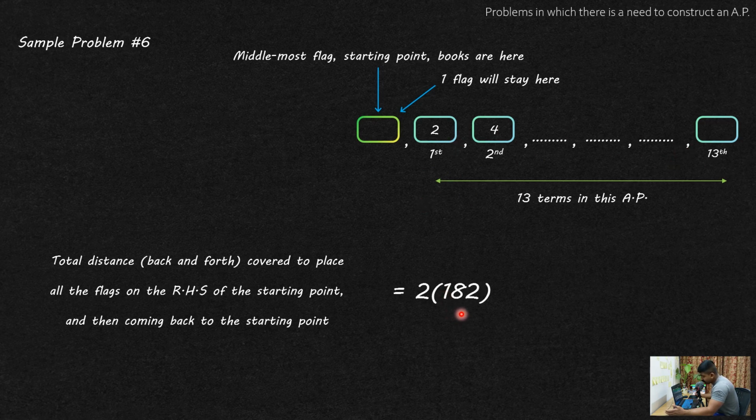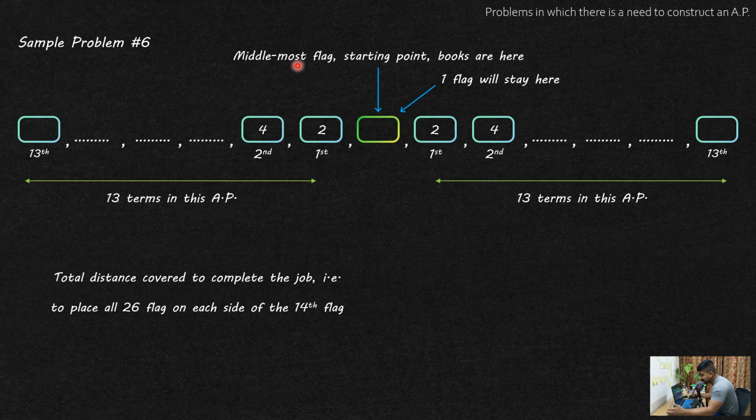which is equal to 182. So the total distance covered to place all the flags on the right hand side of the starting point and then coming back to the starting point is equal to 364 meters. Now, if we bring back the flags on the left hand side of this 14th position, now if we talk about the total distance she covered to complete the job, that is to place all the 26 flags on each side of the 14th flag, that will be 2 into 364.